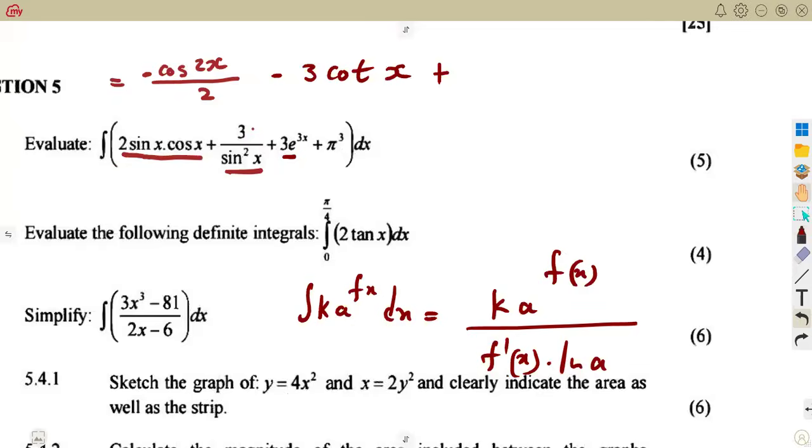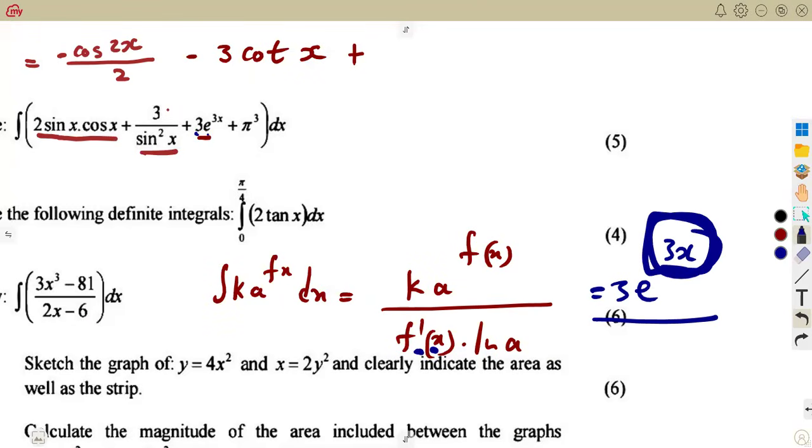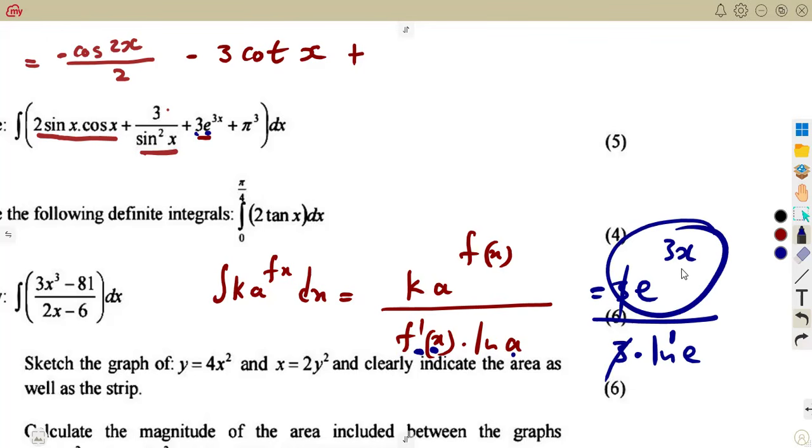Meaning to say, when we are working with this e, this is our k, 3. So we take the e as it is, e to the exponent of 3x over the first derivative, as we differentiate this 3x, is 3, times the ln of a. Our a is e. So that's the ln of e. So this can cancel, and we understand that the ln of e is 1. So as we see, guys, it was just going to remain as it is.